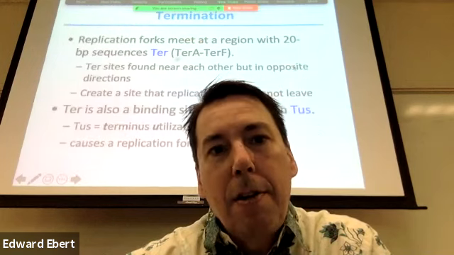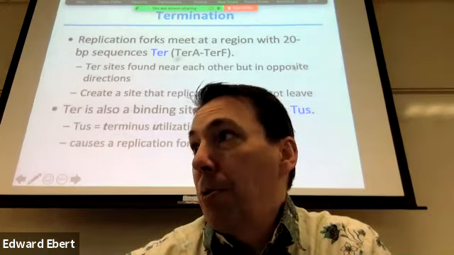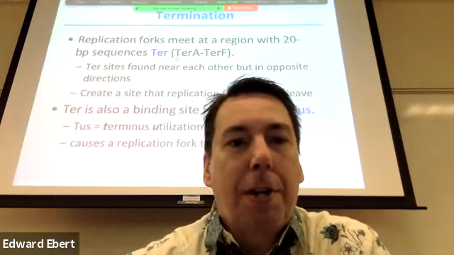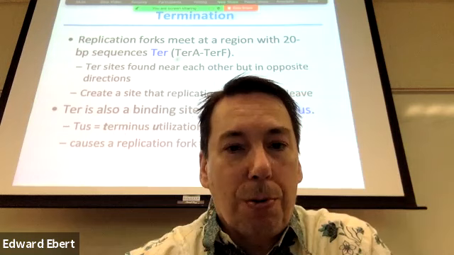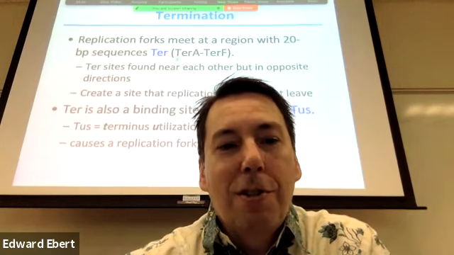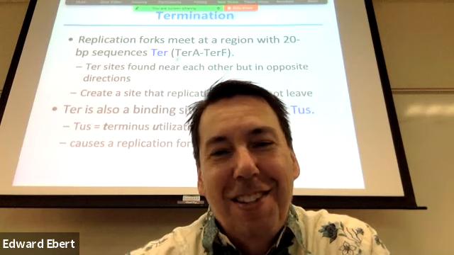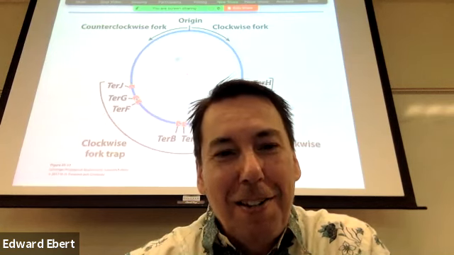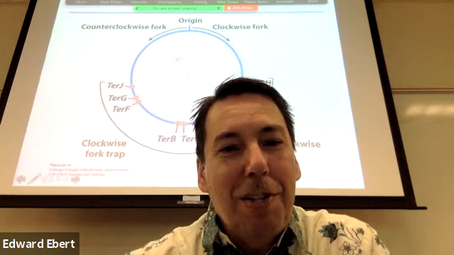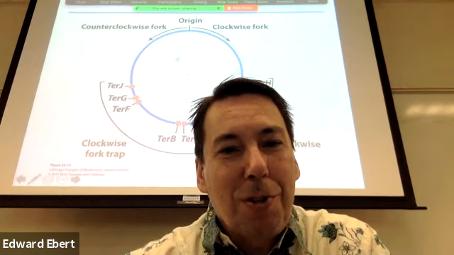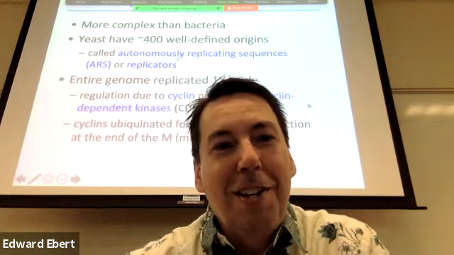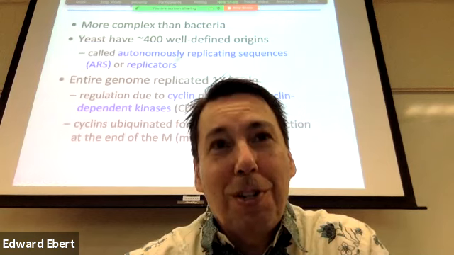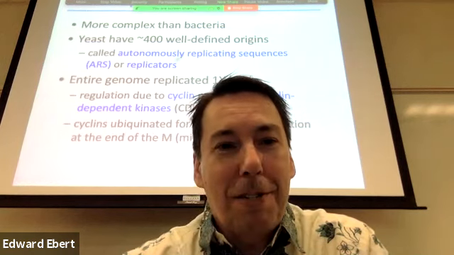All right. Our last step, termination. How do we know when we're done? The bell rings. No, okay. So our replication forks will meet at a particular region that has 20 base pair sequences, our Ter sites, which will bind Tus. I don't know, yeah, that's the naming. All right. So we have all this stuff in here, and we basically end up making these little fork traps. So when these forks interact with each other, that's when it says it's time to stop. More complex than we need to know. Like I say, if you go to graduate school and start looking at this particular type of stuff, you will get into this level of detail.